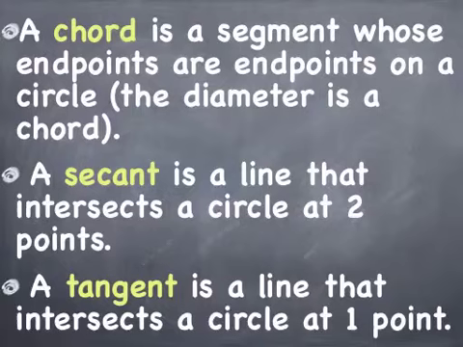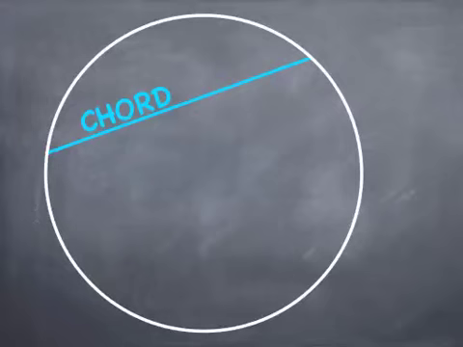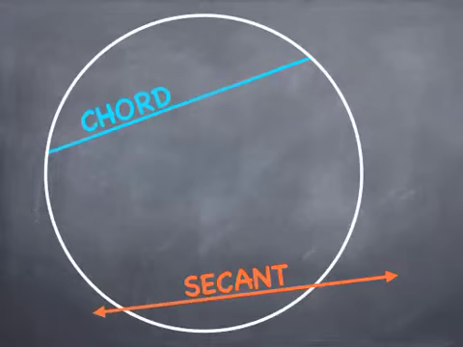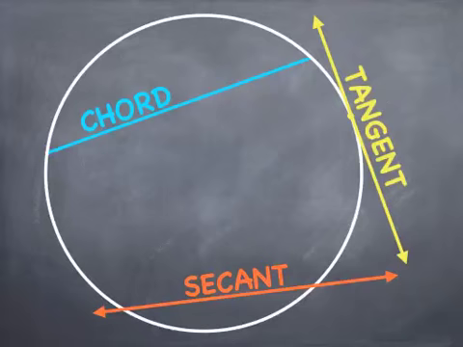Again, I have a circle. This blue segment would be considered a chord. Notice that it ends on 2 points that are on the circle. This orange line would be considered a secant. Notice this time it's a line that's extending through the circle, and again, it's intersecting at 2 points. And then a tangent, remember, is going to intersect at just a point. So I have this yellow point, and then this yellow line would be tangent because it is only touching the circle at that 1 point that's shown.